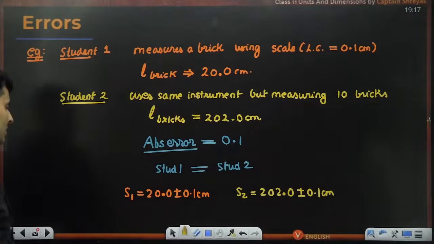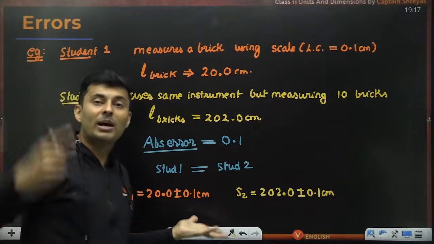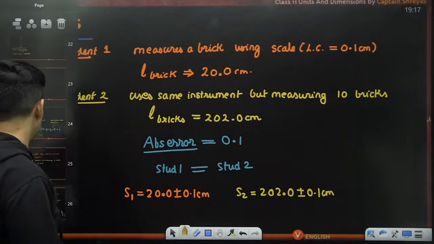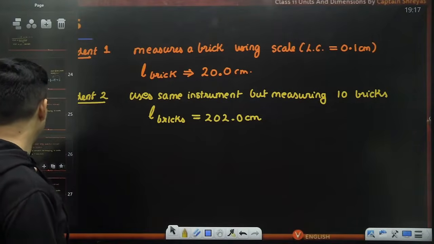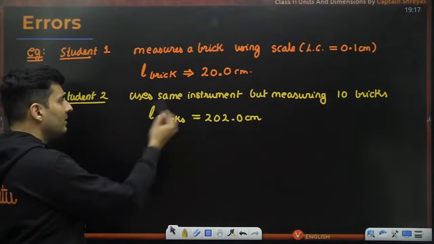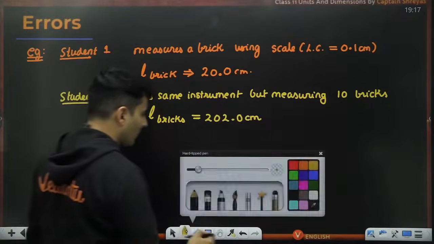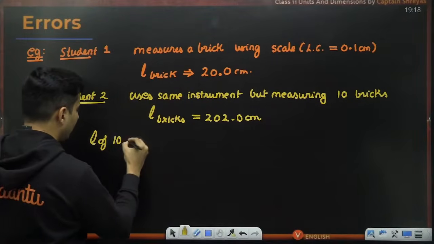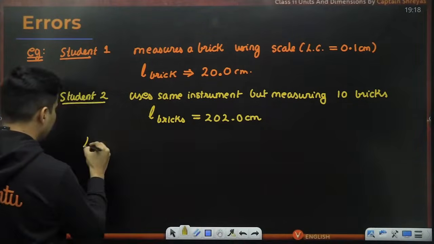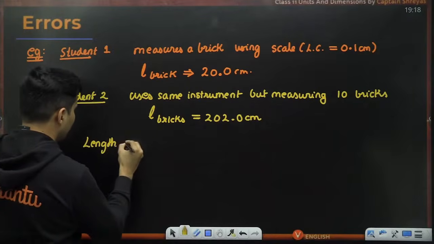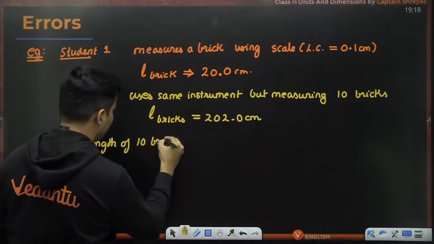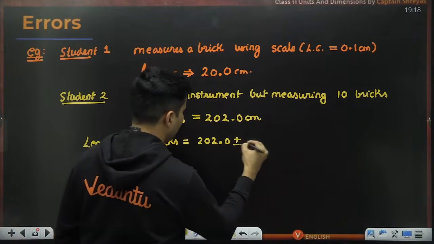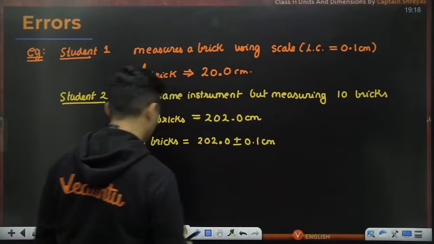But there is a catch. The moment you go for per brick, who is more accurate, things start becoming slightly different. So let's go per brick. The first student has measured 1 brick only. This guy has measured 10 bricks. So, very important: the length of 10 bricks is 202.0 plus minus 0.1 centimeters.